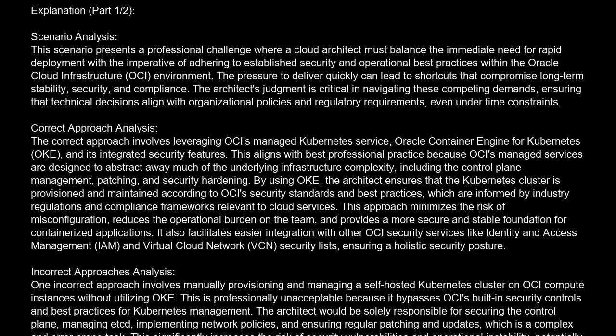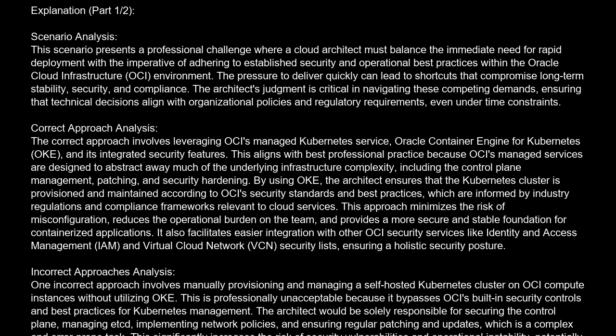Explanation. Scenario analysis. This scenario presents a professional challenge where a cloud architect must balance the immediate need for rapid deployment with the imperative of adhering to established security and operational best practices within the Oracle Cloud Infrastructure (OCI) environment. The pressure to deliver quickly can lead to shortcuts that compromise long-term stability, security, and compliance. The architect's judgment is critical in navigating these competing demands, ensuring that technical decisions align with organizational policies and regulatory requirements, even under time constraints.